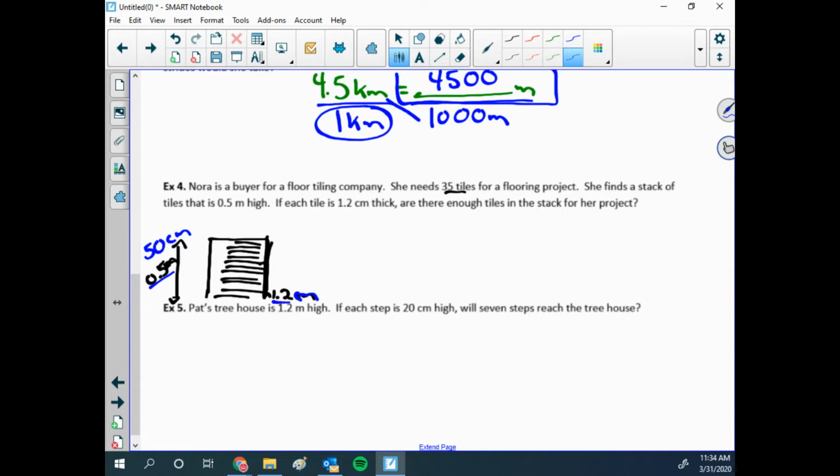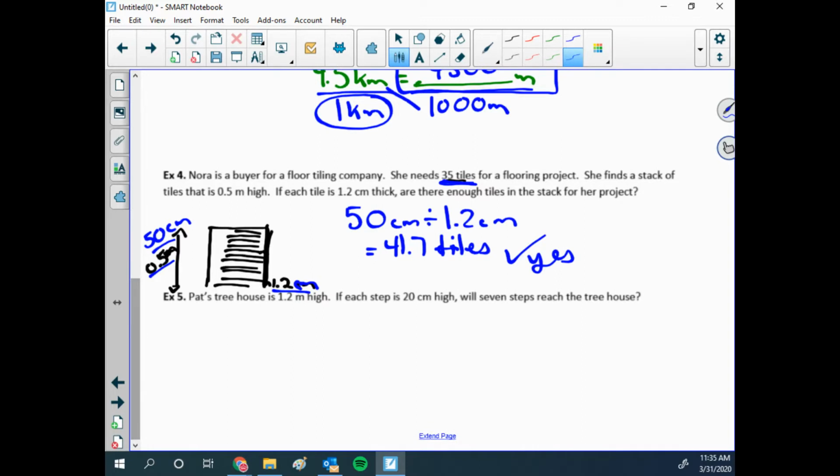So really, I just want to see how many times this can go into this. So I'll take the 50 centimeters and divide that by 1.2 centimeters. And so 50 divided by 1.2 gives me 41.7. Obviously her measurements are approximate, but that's okay. So 41.7 would be how many tiles are in there. So does she have enough for her project? Yeah, she has enough. She could probably take some out unless she wants some extra in case she messes up.